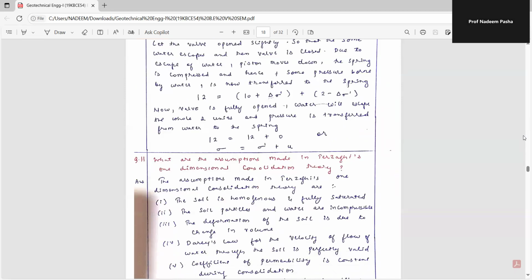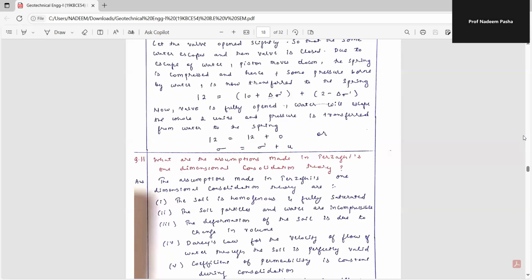So, what are the assumptions made in Terzaghi's one-dimensional consolidation theory? The first assumption is that the soil is homogeneous and fully saturated. What we are assuming is that the soil is fully saturated, it contains ample amount of water. Apart from that, the soil is also homogeneous. Next, the soil particles and water are incompressible. The deformation of the soil is due to the change in volume. Why is the deformation of soil taking place? It is due to change in volume.